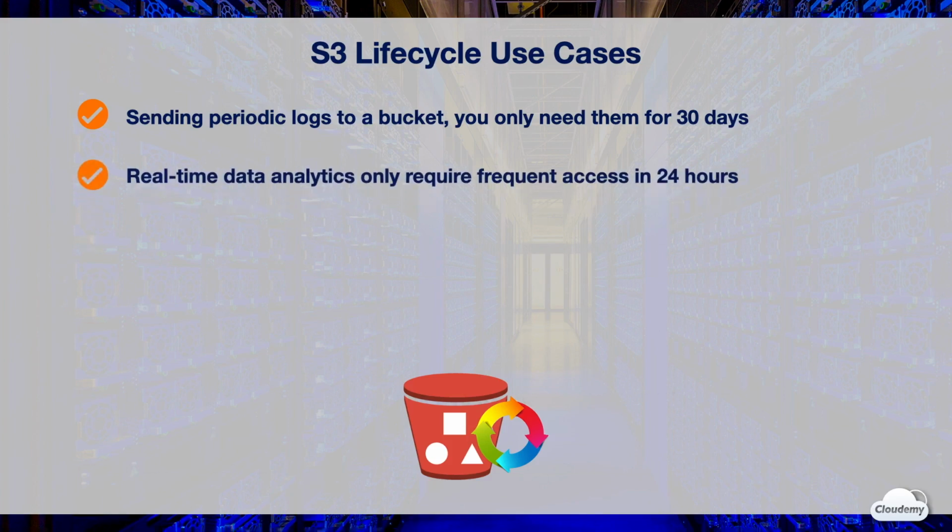Your real-time data analytics application requires to access new data in S3 in the first 24 hours. After 24 hours, you are required to archive these data for a year. You can use lifecycle rules to transition them to S3 Glacier class.